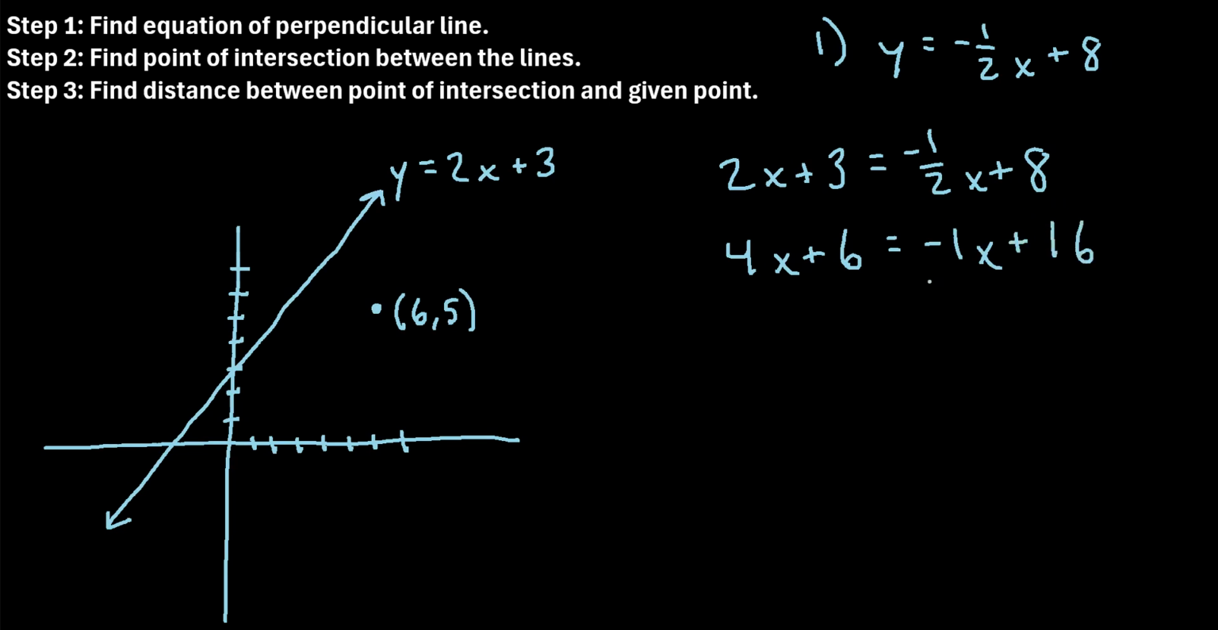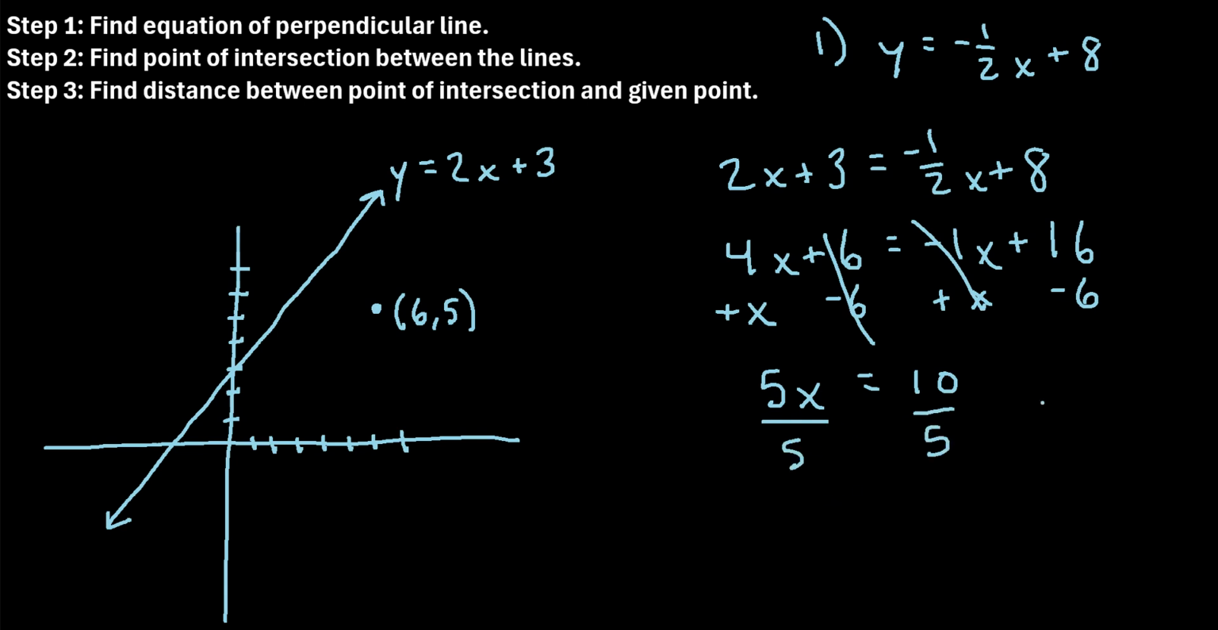To solve for x, we can add an x to each side, and then we can subtract a 6 from each side. So we get 4x plus x is 5x, these 6's cancel out, is equal to, these x's cancel out, and we have 16 minus 6 is 10. To solve for x, we can divide both sides by 5, and we find that x is equal to 10 divided by 5, which is 2. So x is equal to 2.